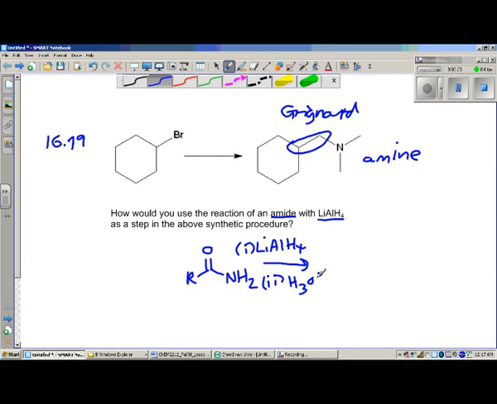If you add lithium aluminum hydride to this, in two steps, and you add H3O plus to that, what would the product be that you would get? Well, I'm hoping that you recognize that you would get an amine. In fact, you get essentially the same product that you had before, but without the carbonyl group.